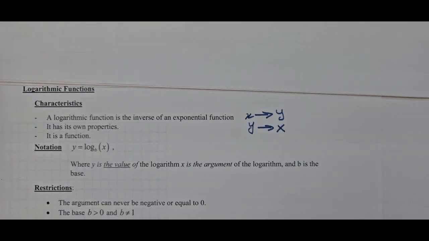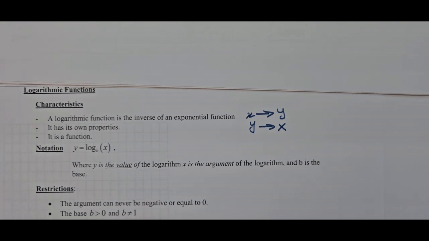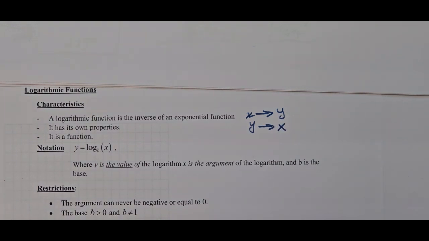The logarithmic function, as per definition, is the inverse of the exponential function. And what do we mean by inverse? That means in a function, x is replaced by y and y is replaced by x. Therefore, it has its own properties, and as it is a function, it would have its own restrictions, its own domain, range, y and x intercept, and also its own asymptotes.